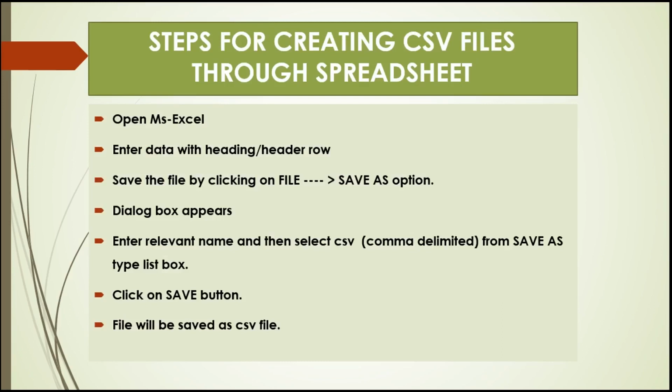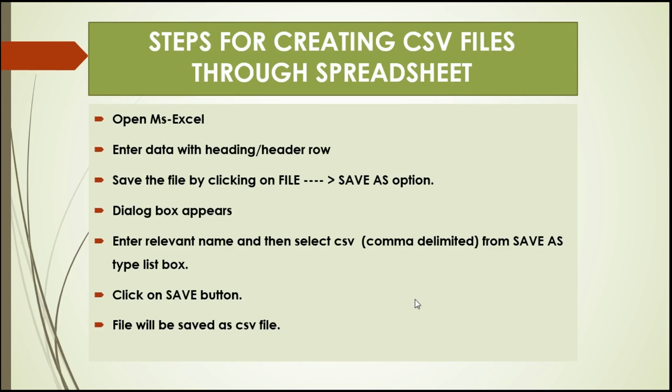Now let's see how to create CSV files through spreadsheet. For this, first you have to open MS Excel, then enter data with the header row or the column labels. Save the file by clicking on File, Save As option, and the dialog box appears. In that dialog box, enter the relevant file name and choose CSV or comma delimited from Save As type list box. Click on Save button and your file will be saved as CSV file.